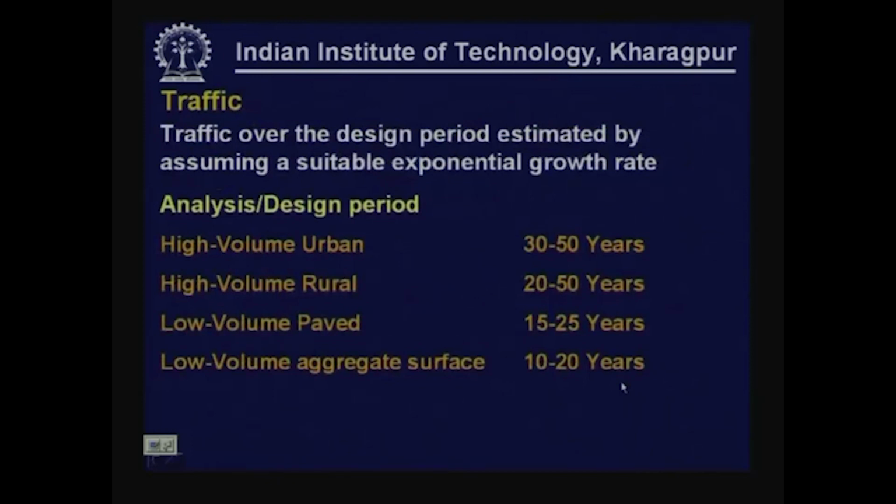The traffic is characterized in the following manner. Traffic over the design period is estimated by assuming a suitable exponential growth rate. Analysis or design normally has to be carried out, if we have high volume urban roads, for 30 to 50 years. If we have high volume rural roads, the design period can be 20 to 50 years. Low volume paved roads, 15 to 25 years. Low volume aggregate surface roads, which are not sealed by either bituminous surfacing or by any stabilized layer, the design period can be 10 to 20 years.